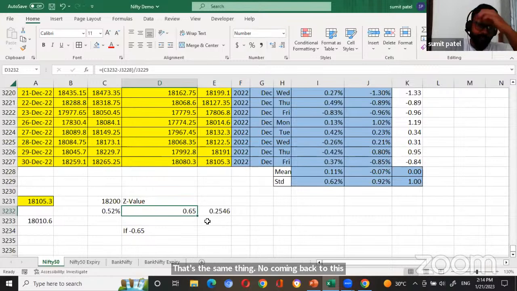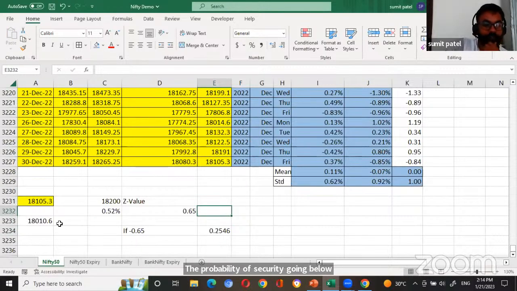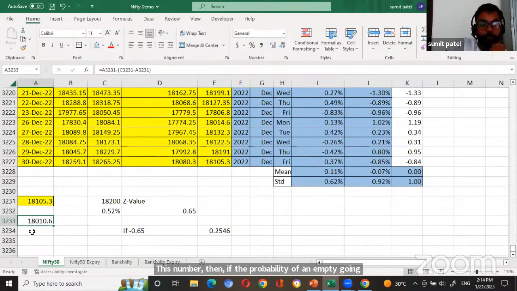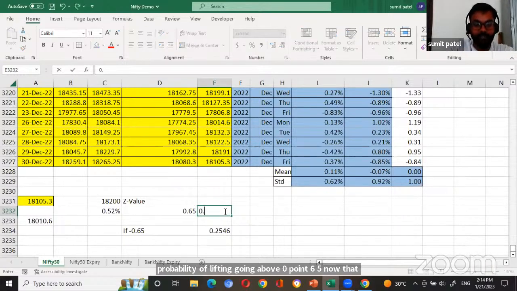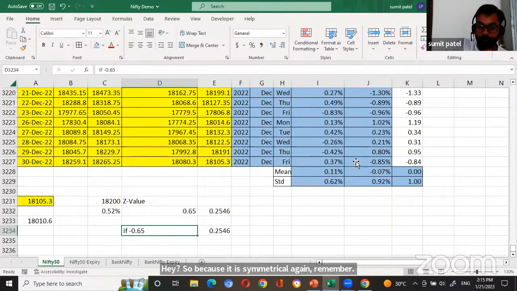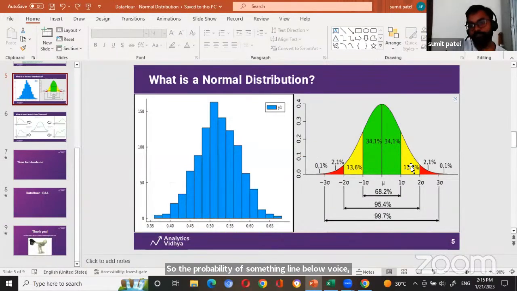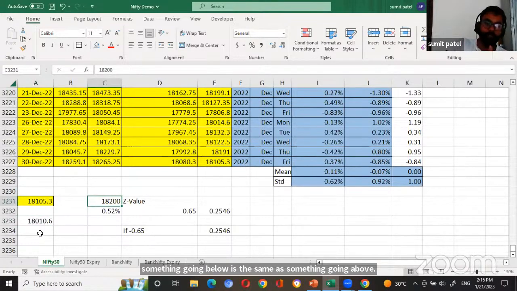The probability of Nifty going below -0.65, or the probability of Nifty going below 18,010, is 25.46%. So can we calculate the probability of Nifty going above 0.65? Now that is again 0.2546, right? Because it is symmetrical, remember. The probability of something lying below the first deviation or above it is the same. So the probability of Nifty going below 18,010 is the same as Nifty going above 18,200, which is 25.46%.